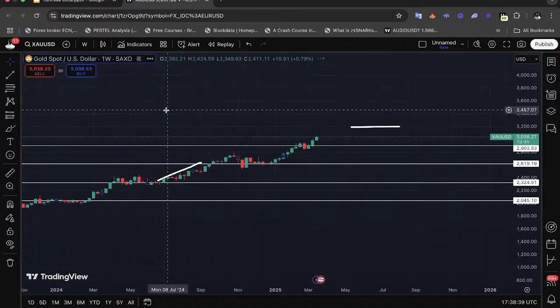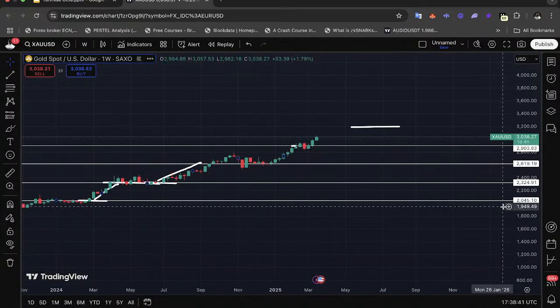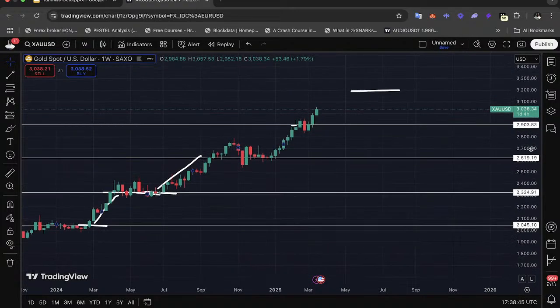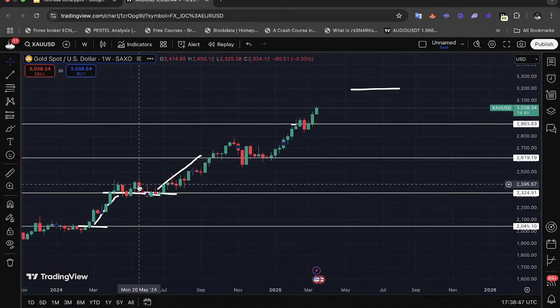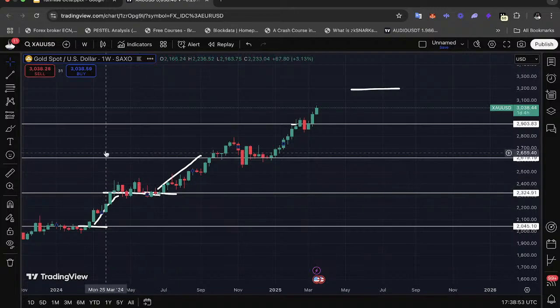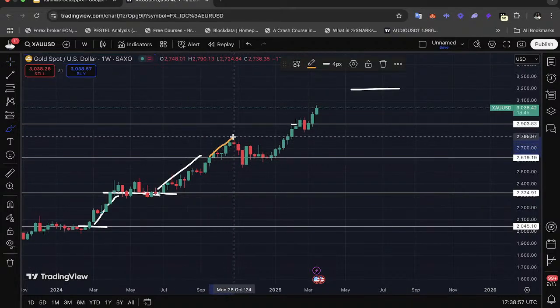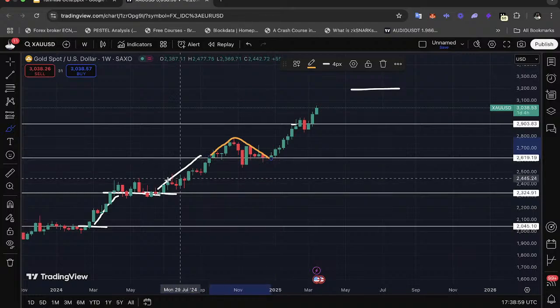Okay, these are our weekly time frame on gold. So if you observe the chart pattern and movement of price, you would know well how price has been moving on gold.